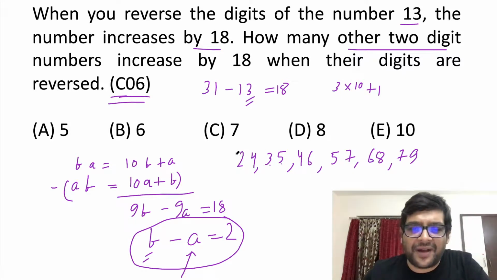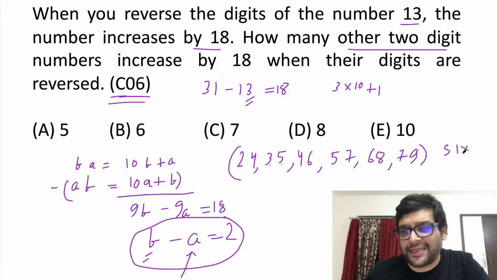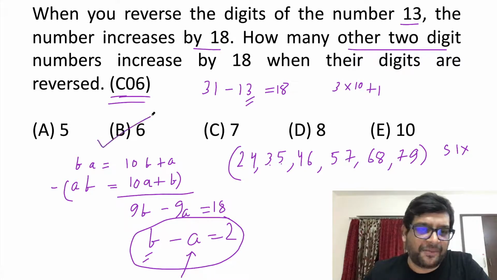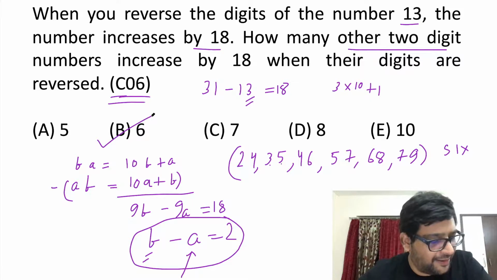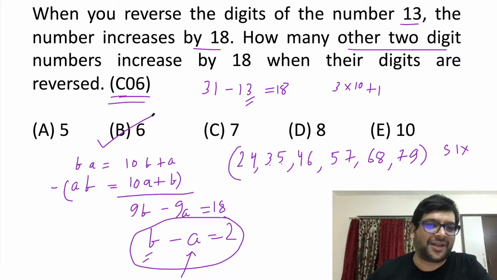So how many numbers do you have? You have 6 such numbers, making option B the answer here. 6 numbers apart from 13.